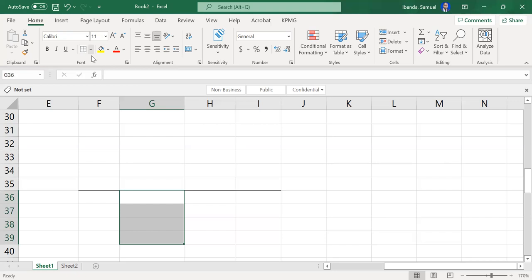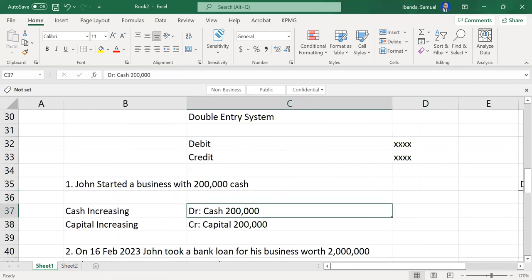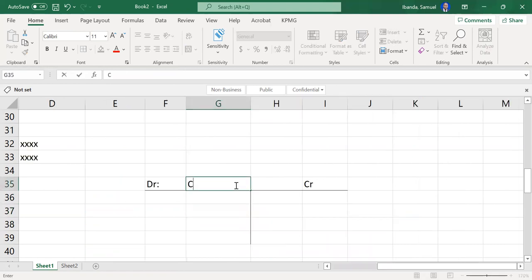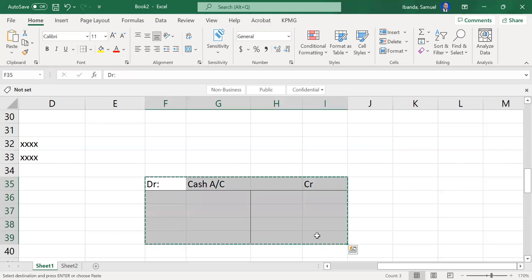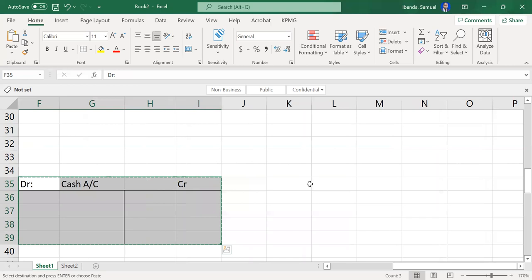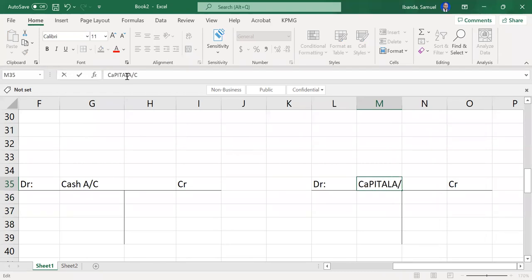So our ledger, right there, we shall have a debit and a credit. In this case, we shall have two accounts. So I'm going to drop my cash account, and I'm also going to have another account, which is going to be my capital account.